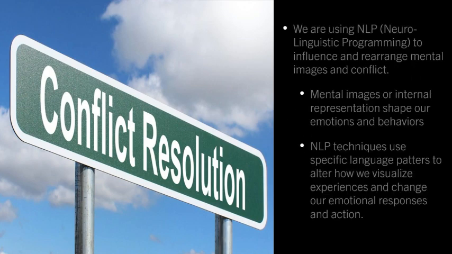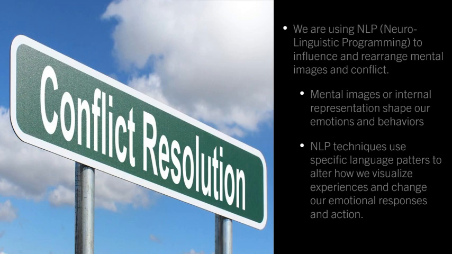NLP, neuro-linguistic programming, uses language to influence and rearrange mental images by tapping into the way that our minds represent our experiences. We do it with mental images or internal representations or shapes or emotions, and that ends up determining a lot of our behaviors. So the NLP techniques that we're going to be sharing today involve using specific language patterns to alter how we visualize these experiences. That's going to change our emotional responses and our actions.